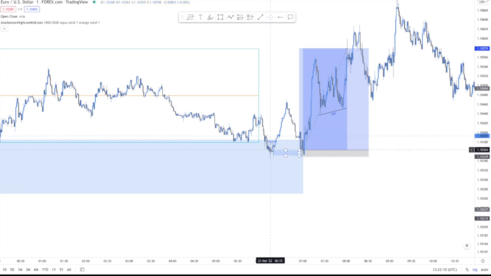Now, imbalance as well essentially is liquidity. It's where, in this example here, buyers took over sellers, leaving a gap within the market. Okay, now orders need to be filled in these areas, so you could expect price to come back.